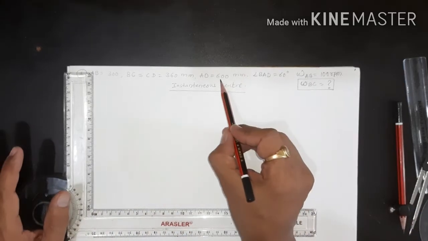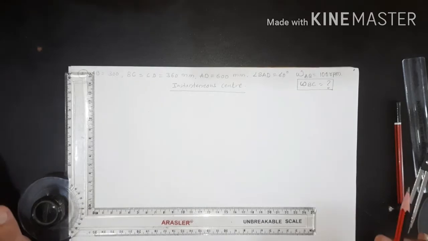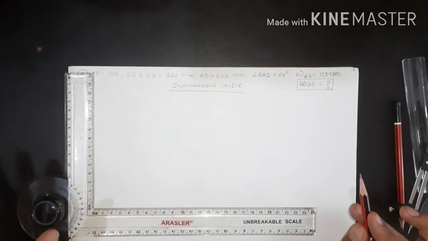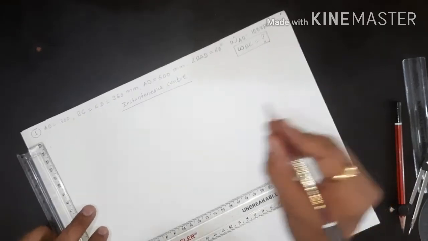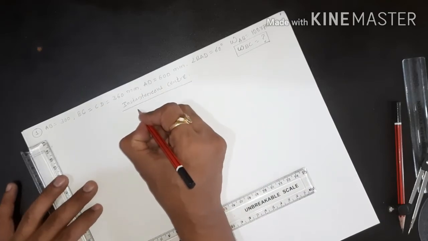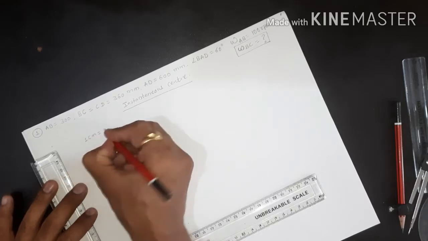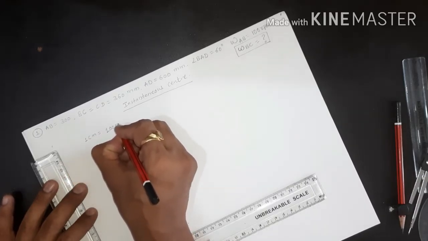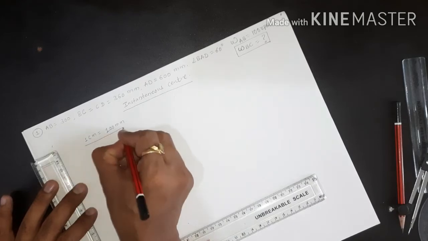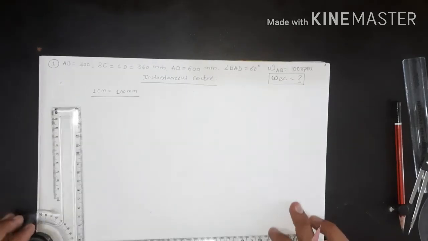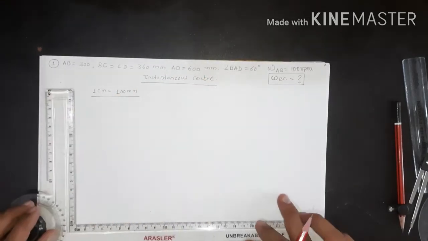So you can see whether 600 mm is possible to draw with the 1:1 scale or not. So it will be 60 centimeter. That will be very larger, right? So better we should take a scale. So scale, we are going to take it as, say, 100 mm for the space diagram. So 1 centimeter is equal to 100 mm, right? So with this scale, we will be drawing all these dimensions.